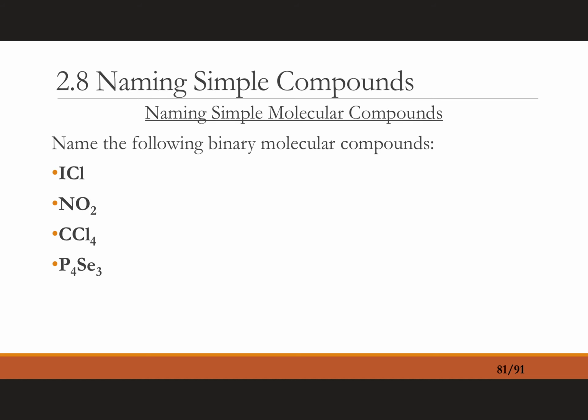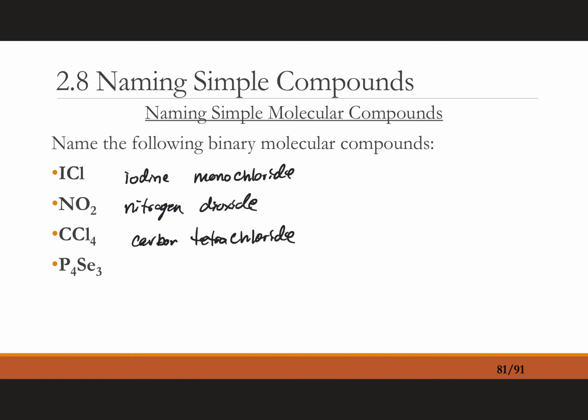All right, we have more examples here. This would be iodine monochloride. We already did that. It's nitrogen dioxide. Carbon tetrachloride. In this case, because it's not oxide, you do keep the A, so it's tetrachloride. And then we have tetraphosphorus triselenide from selenium.